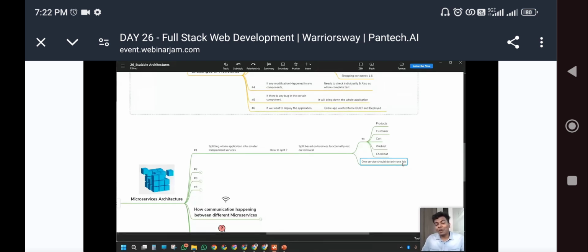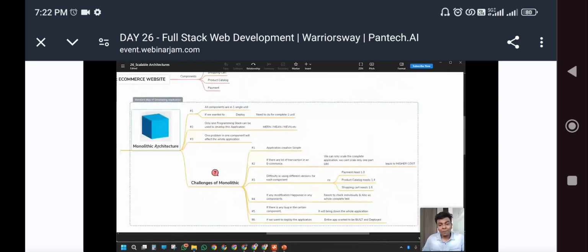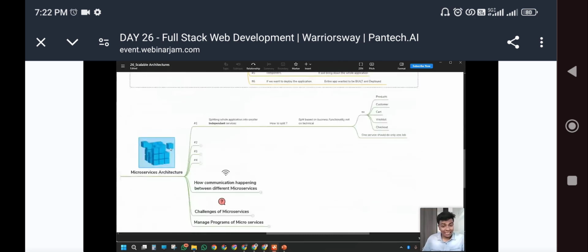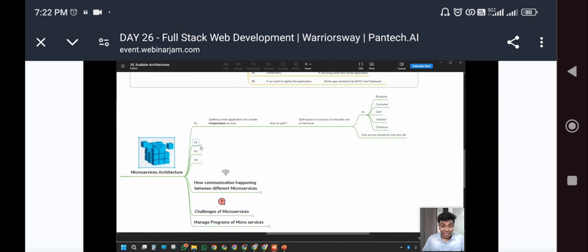Here, whenever you're talking about one service, if it is checkout, it is going to do only that specific job. And also it is going to be independent. Just carefully watch, it is all independent services. But whenever you're going for monolithic, every service is present in a single unit, which is dependent on one another. But here, since we are splitting based on the business, it is going to be completely independent.